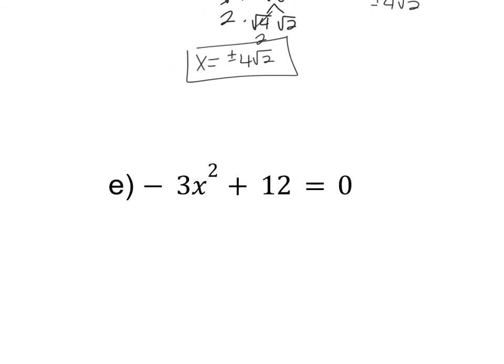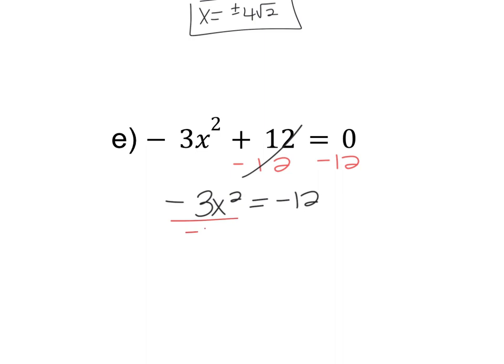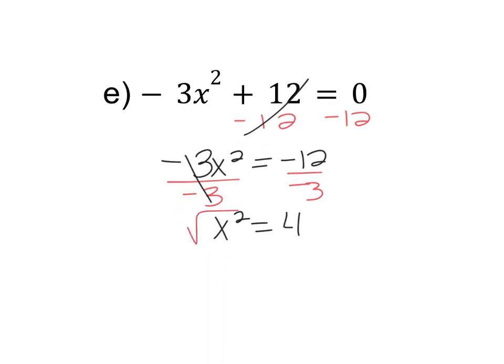Okay, let's do another one. So let's subtract 12 from both sides. This one's very similar to the last one. So now you have negative 3x squared equals negative 12. Let's go ahead and divide by negative 3. So x squared equals positive 4. Take the square root of that, and so x equals plus or minus 2.